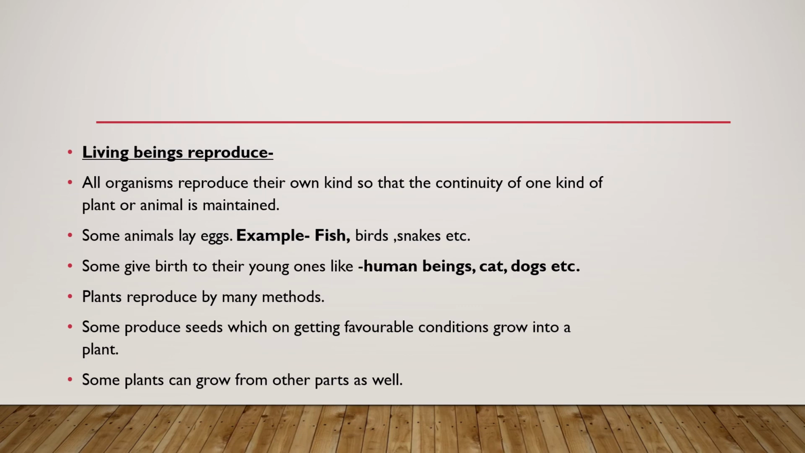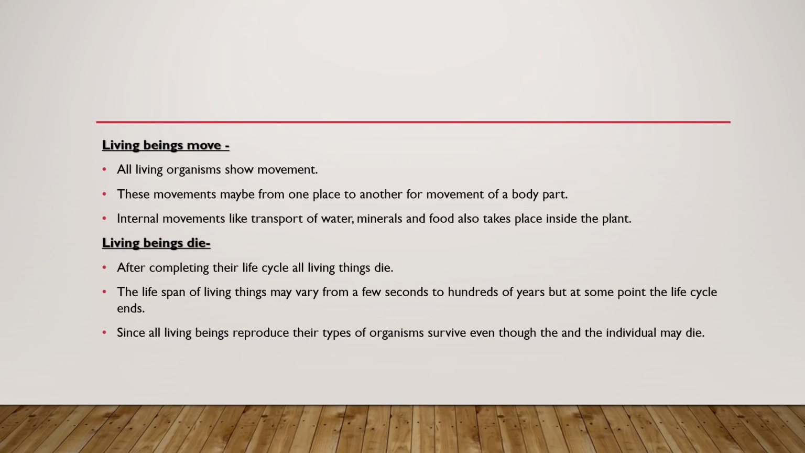Living beings reproduce. All the living beings need to maintain the continuity of their life, so they reproduce. Some animals lay eggs, like fish, birds, snakes. Some give birth to their young ones, like human beings, cats, dogs. Plants also reproduce by many methods. Some plants produce seeds, and the seeds, on getting favorable conditions, germinate into a plant. Similarly, some plants can grow from other parts as well with the help of vegetative propagation.